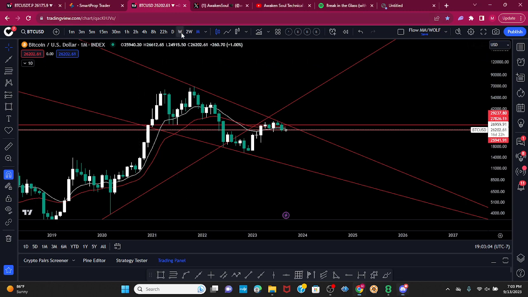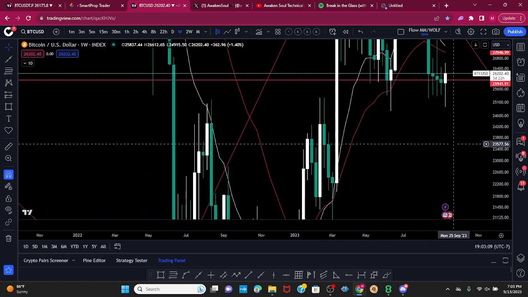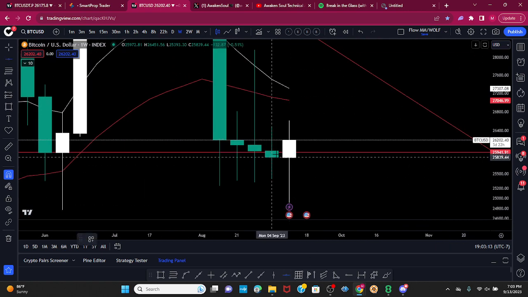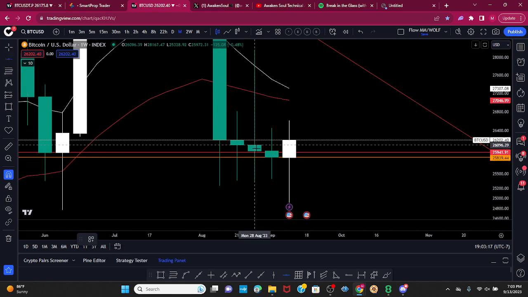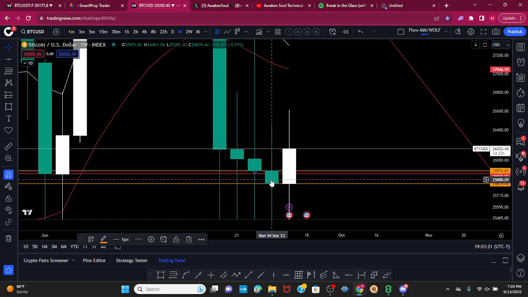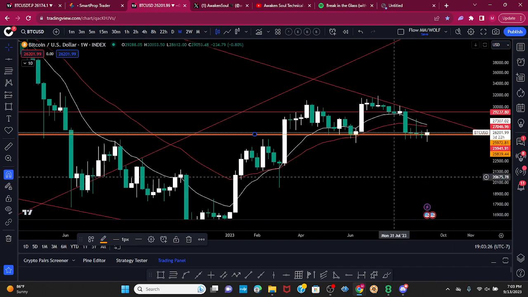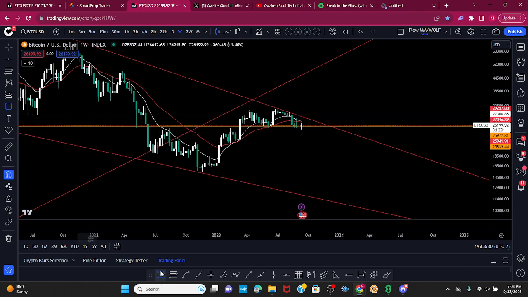Perfect. I'm going to go to my weekly. On my weekly, same process. We're going to focus on our range. This is my support. This is my resistance, but technically they're both being used as support because price action is above. Okay, I have my ranges. And let's focus on our contraction phase.